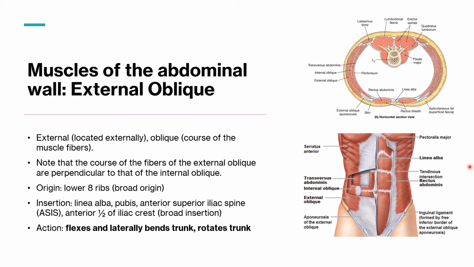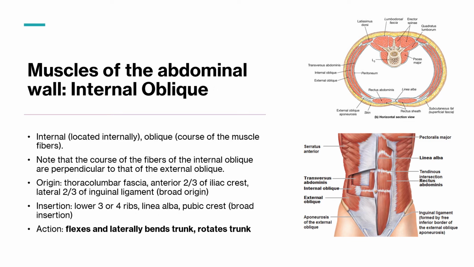And it has a pretty broad insertion. It has a broad origin as well. It originates from the lower 8 ribs in the back, and it inserts pretty broadly as well. It inserts on the linea alba, it inserts on the pubis, anterior superior iliac spine, and the anterior half of the iliac crest. So it inserts right here. It flexes and laterally bends the trunk, and it also rotates the trunk. So it flexes, laterally bends, and rotates the spine.